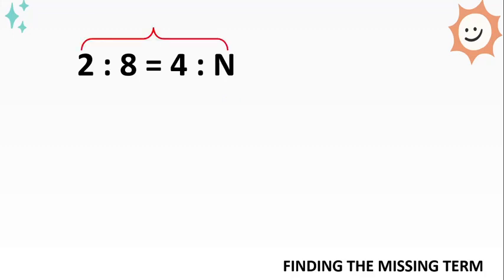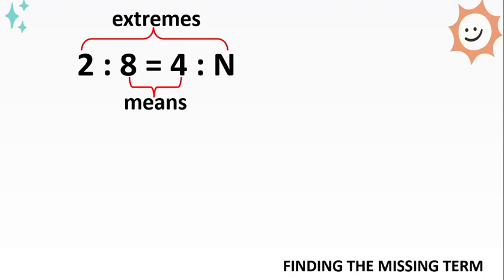What if in a given proportion there is one missing term? Let's try this one. 2 to 8 as 4 to n. N is the missing term, so we will be looking for n. Ano yung dating gagawin? Same na ginawa natin kanina. The product of the extremes and then the product of the means. Ang gagawin lang natin, we will be multiplying the extremes.